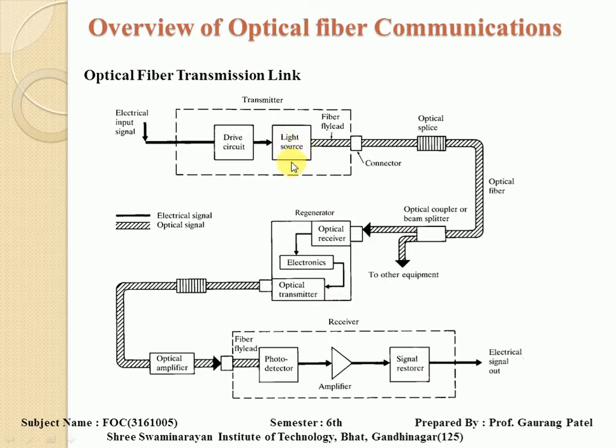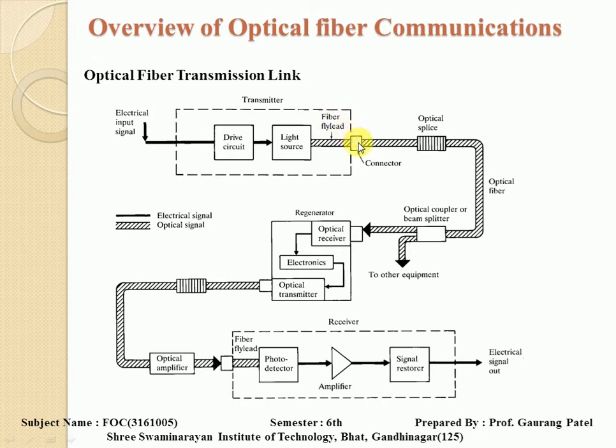and the function of this light source is to convert electrical input signal into light signal or optical signal. And as a light source, we can use LED or laser. The fiber fly lead is used to connect the light signal to the optical fiber. मतलब जो लाइट सोर्स का जो आउटपुट लाइट सिग्नल है उसको ऑप्टिकल फाइबर के साथ कनेक्ट करने के लिए फाइबर फ्लाई लीड यूज होता है.